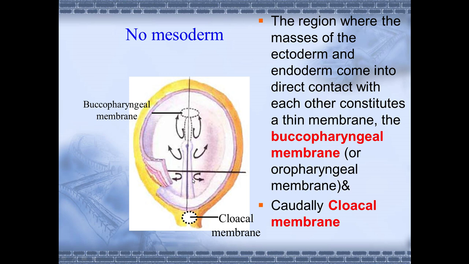Now the area where there is no infiltration of the mesoderm, where there is direct contact of the ectoderm and the endoderm, constitutes a thin membrane because it has to break off for the formation of the future mouth. This membrane is known as the buccopharyngeal membrane or oropharyngeal membrane. Similarly, caudally you have the formation of the cloacal membrane. So the buccopharyngeal membrane is towards the head end and the cloacal membrane towards the caudal end. There is no mesoderm.